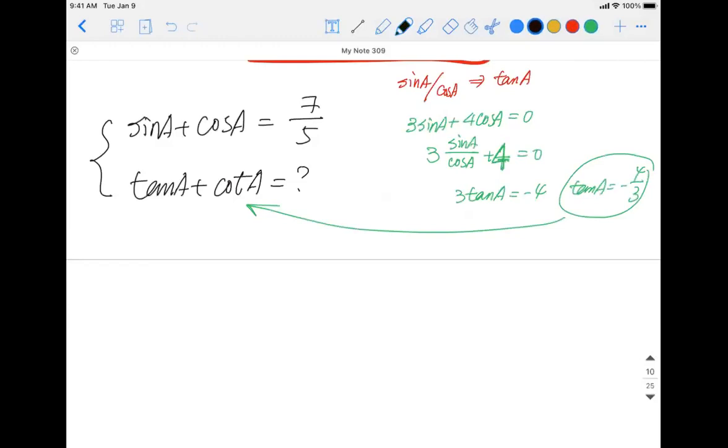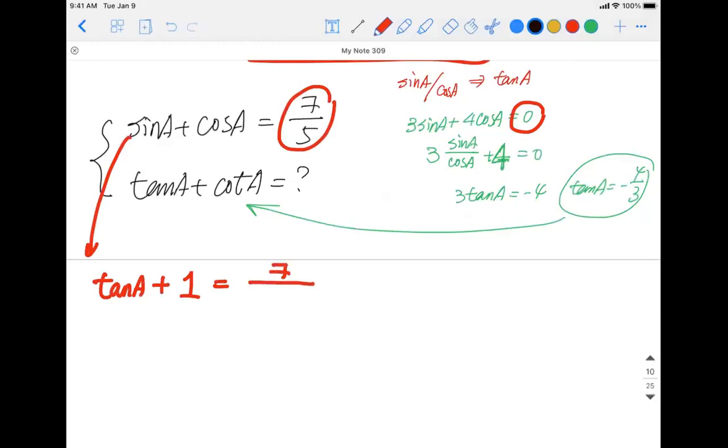However, the nasty part is that for this problem, here is not 0. Here is 7/5. If you want to do the same thing, follow me, right? I'm going to divide cosine A on both sides of this equation. You're going to have tangent A plus cosine A equals 7/5 cosine A. I just can't do it, right?